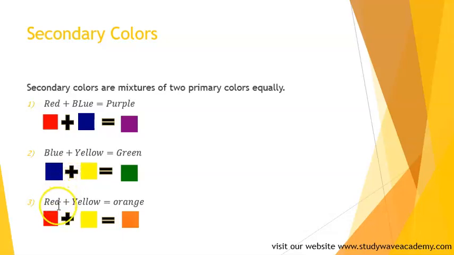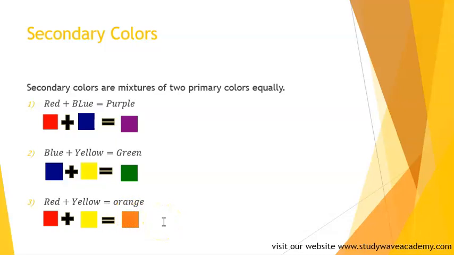Okay, then we have red and yellow. If you mix red and yellow together, you have orange. Orange is a secondary color. Okay? So the secondary colors are purple, green, and orange.